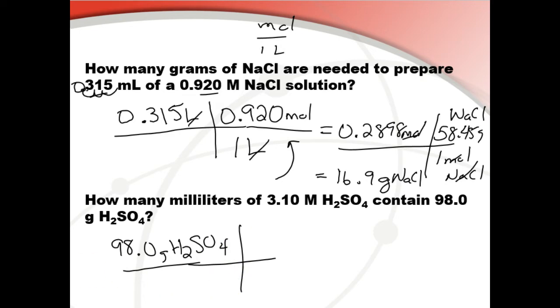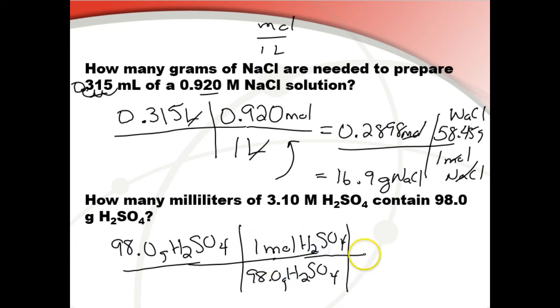First step should be to convert to moles, and we're going to have to get to moles in order to use my molarity. And the reason I used 98 is that the molar mass of sulfuric acid is 98 grams H2SO4 per 1 mole. If we use my molarity at that point, we get 3.10 moles H2SO4 per liter.